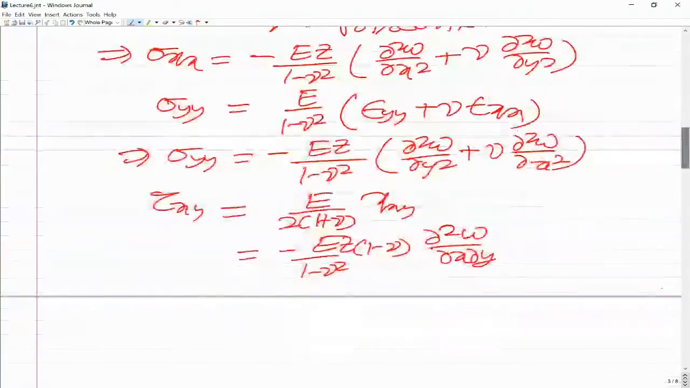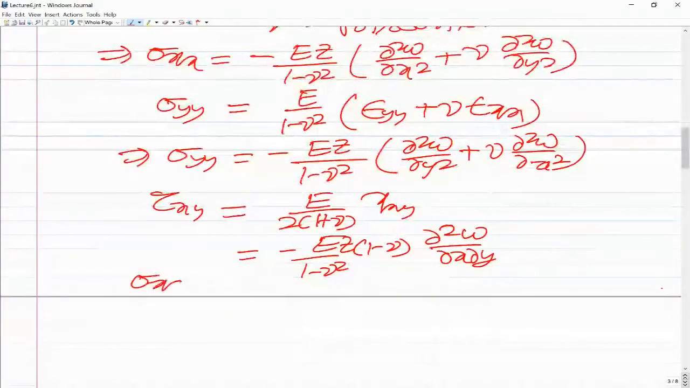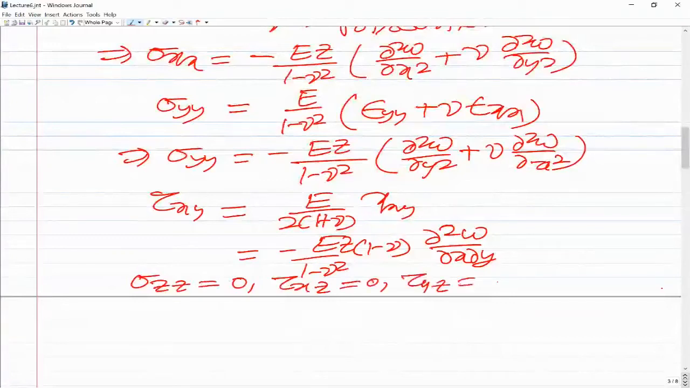And the other stresses: sigma zz is 0. That's the plane stress condition we are assuming. So sigma zz is 0, tau xz is 0, because tau xz is G times gamma xz, which is 0. And tau yz is G times gamma yz, which is 0. So tau yz is also 0. So these are the zeros. Now in the plate theory, originally the problem is a three-dimensional problem, but through the classical Kirchhoff plate theory, we are writing the displacements u and v as a linear function.